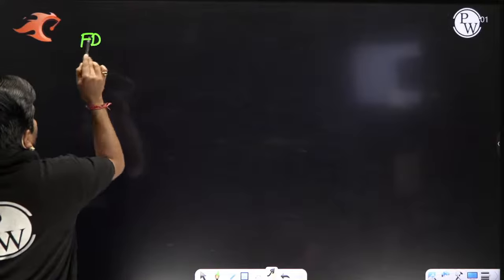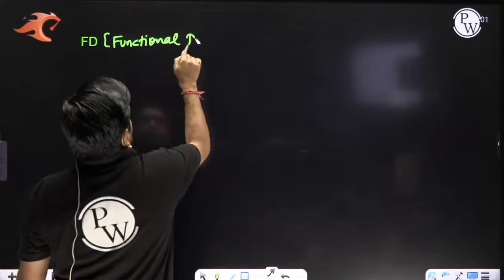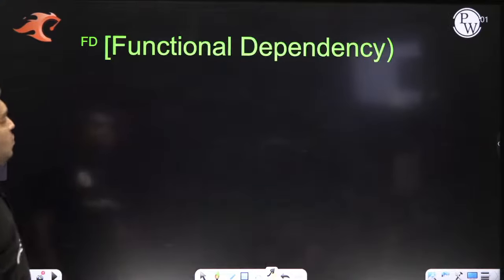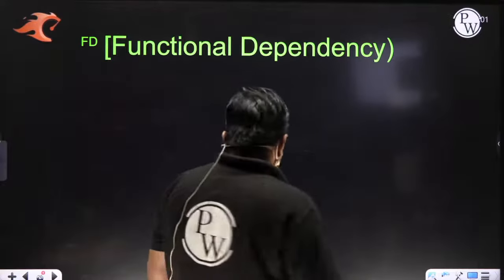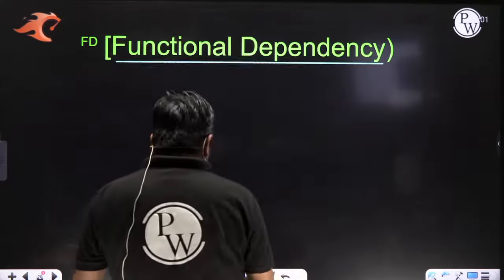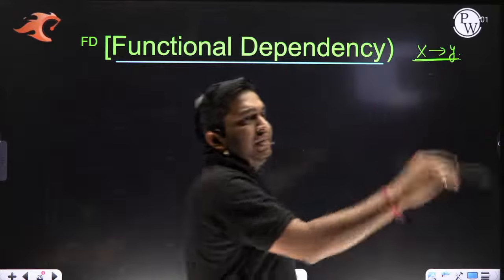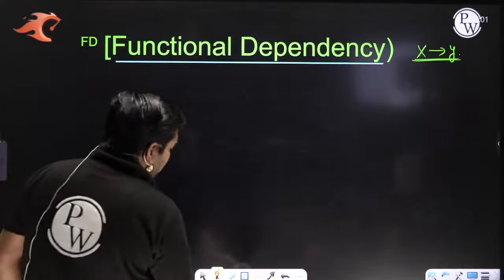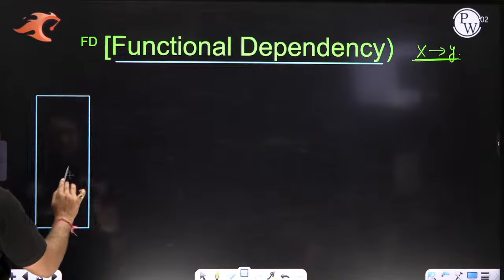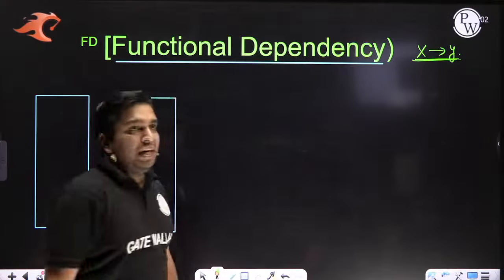Now FD. Functional dependency. What is the meaning of FD? What is the meaning of X functionally determines? Sir, first of all, please explain the meaning of FD. FD means what? First of all, before explaining, as usual, I am taking an example so that you will get each and everything.